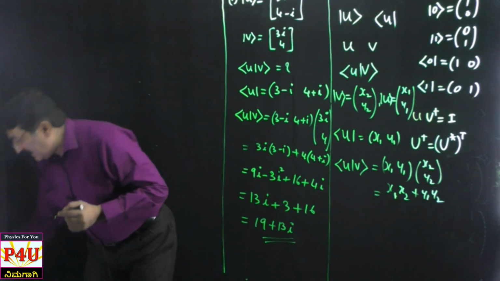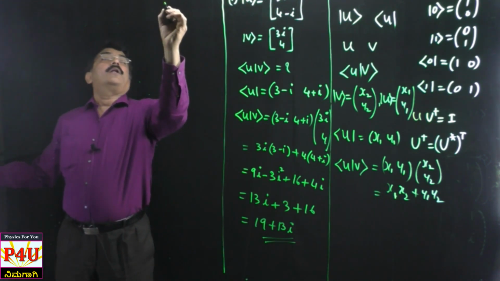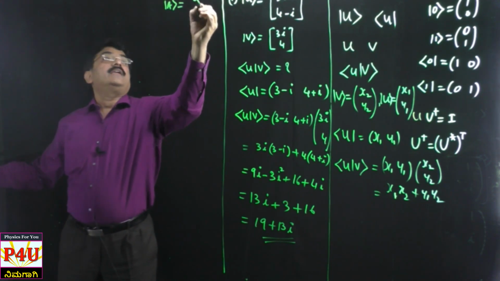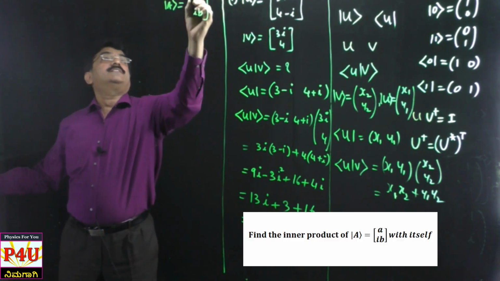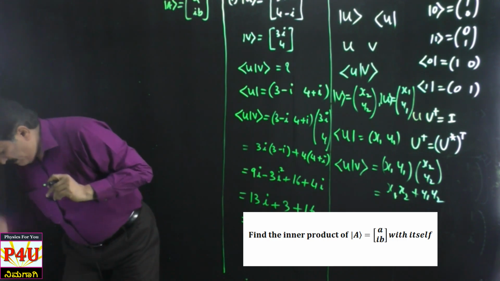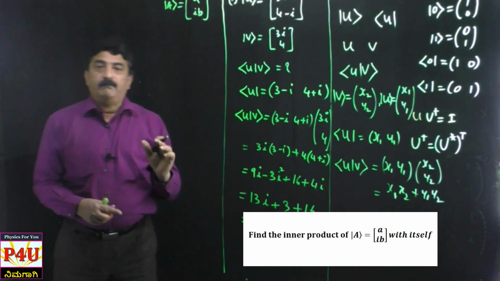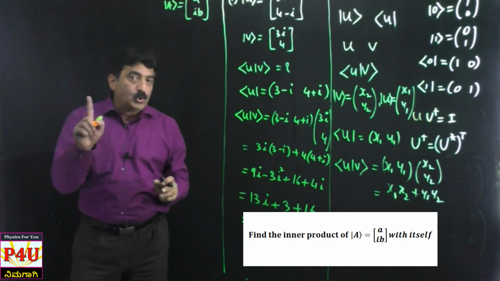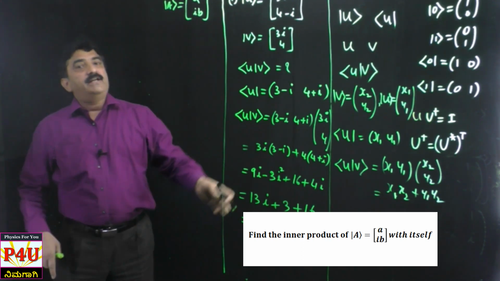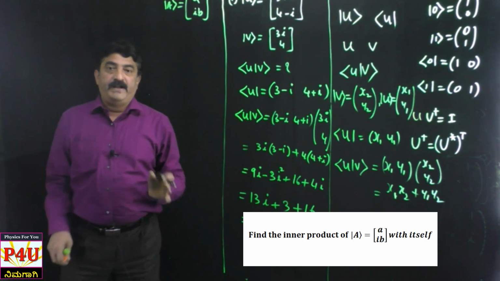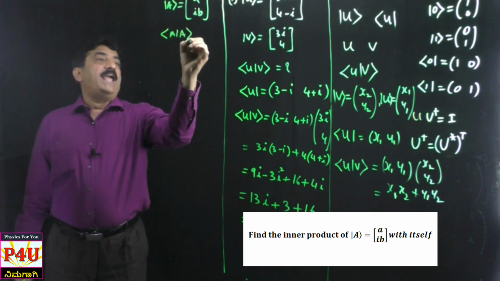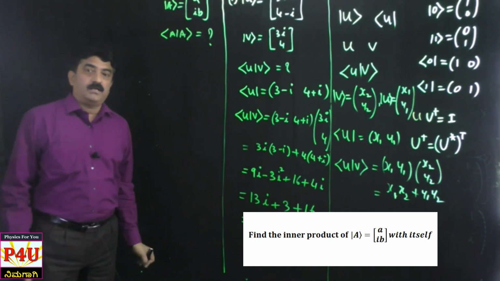Okay, so let us find the inner product of ket A with itself, <A|A>. This is a member of one vector space, a complex vector space. Now there are no two vectors, only one vector, and you have to find its own inner product. What I mean to say is, find the inner product of A with itself.